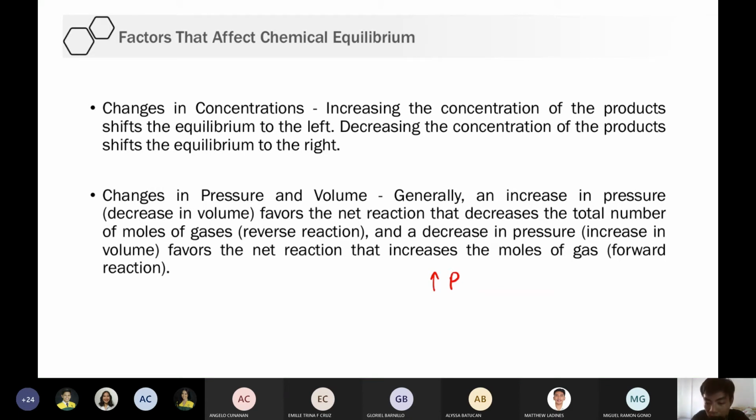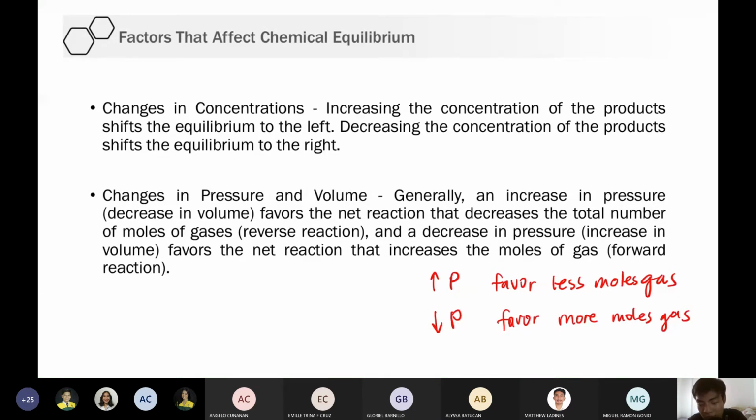So, ibig sabihin nun, when you increase pressure, it will favor the side of the reaction with less moles of gas. But if you decrease the pressure, it will favor the side of the reaction with more moles of gas. Okay. So again, increased pressure, it will favor the side of the reaction with less mole of gas. Decreasing the pressure, it will favor the side of the reaction with more moles of gases.